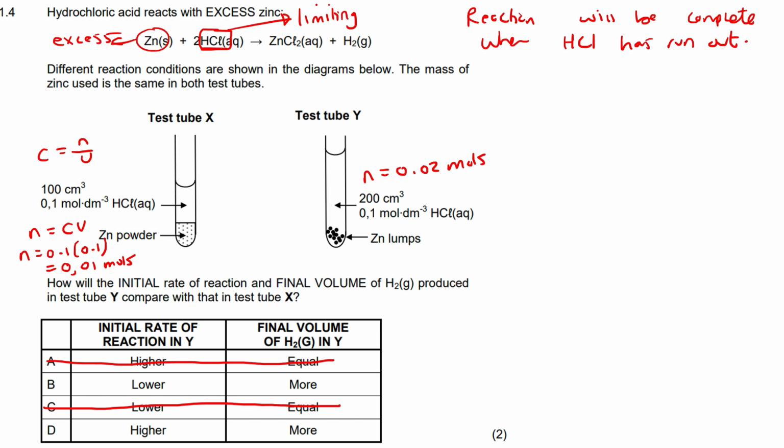We know that a powder is much faster, right? If you have something in powder form, it has a larger surface area, more collisions take place, and the reaction happens faster. Whereas if you have lumps, it takes place a little bit slower. So in this one, we're definitely going to have a slower reaction rate. So the answer is going to be the one where it has lower. And so the answer is B.